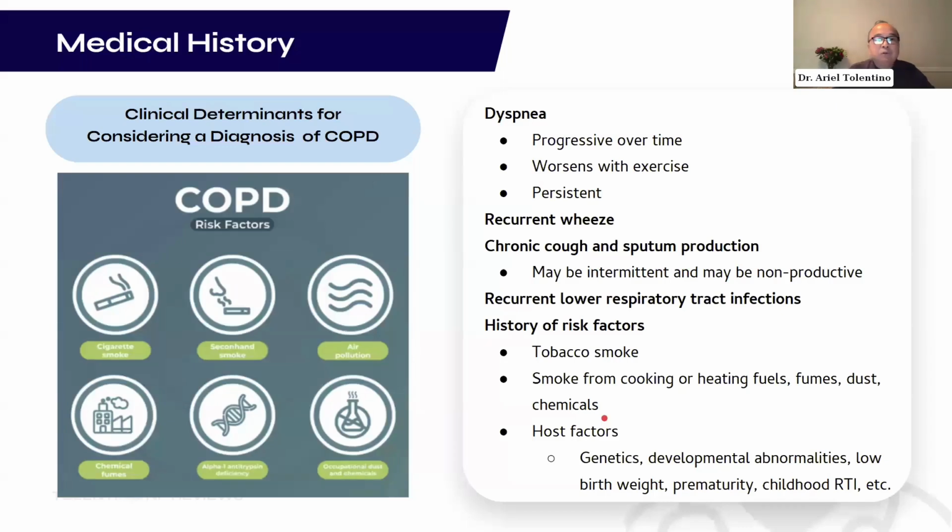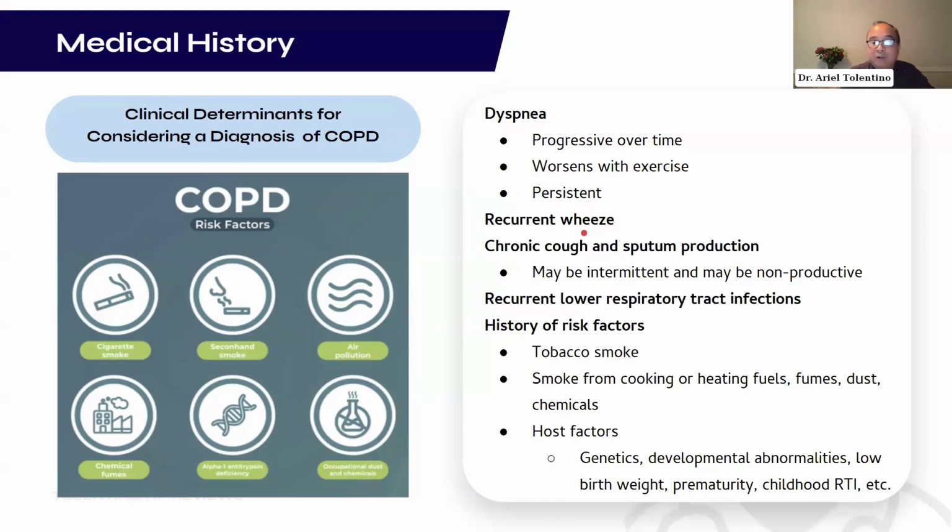Now, we go to the medical history. When obtaining the medical history, we have to ask about the features of dyspnea. Is dyspnea progressive over time? Is it worse with exercise? Is it persistent? Do we find a recurrent wheeze? Of course, this is associated with your airway narrowing.